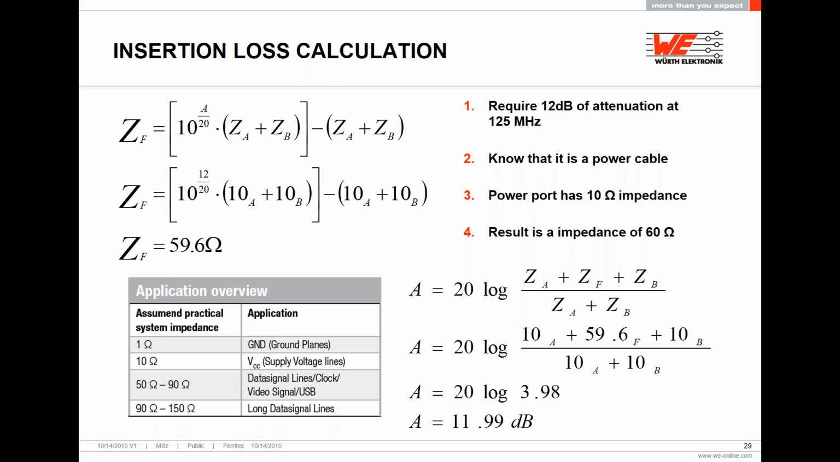So for this example, we know that we need 12 dB of attenuation at 125 megahertz. We know that the application is a power cable, and we can double check our work with the equation for attenuation below. We just substitute the filter impedance for its actual value, which is 59.6 ohms. And we can confirm that the resulting attenuation is 11.99 dB, the value of attenuation that we need for our power cable at 125 megahertz.